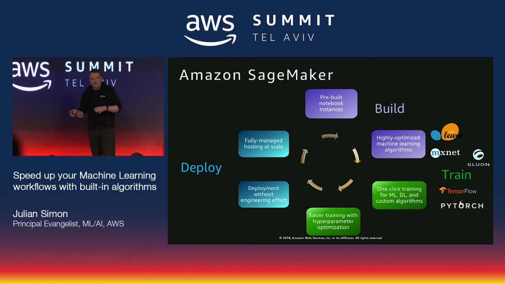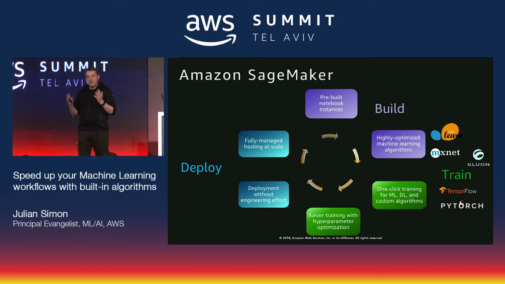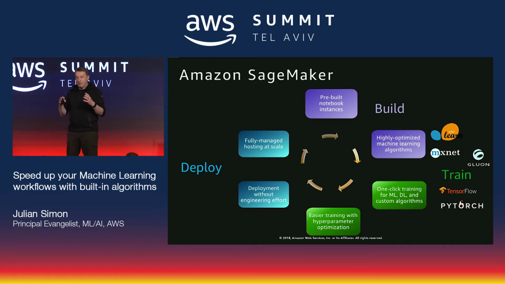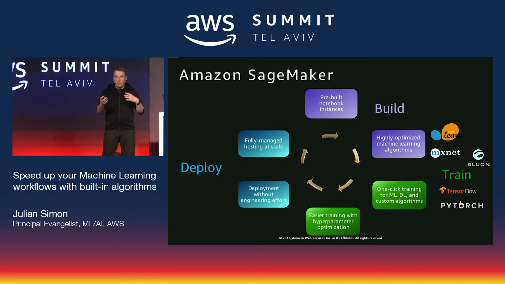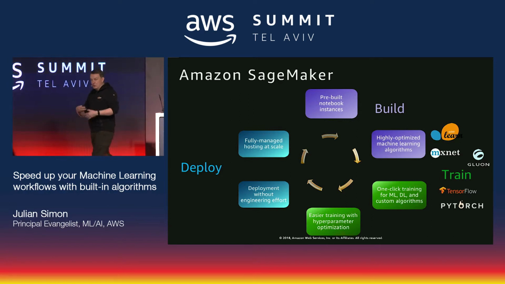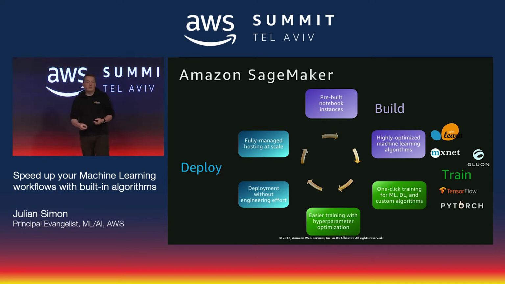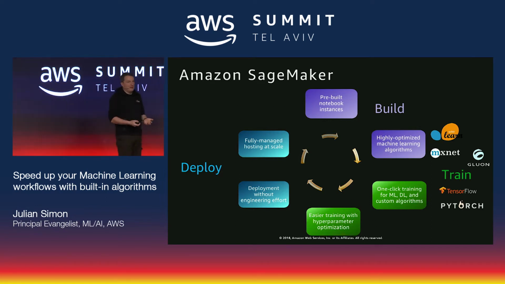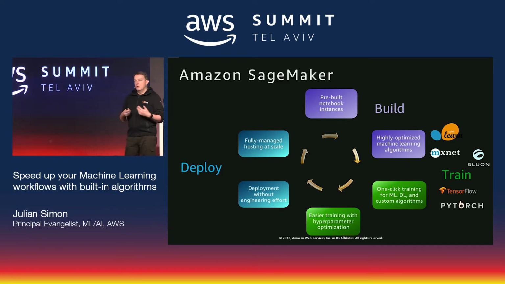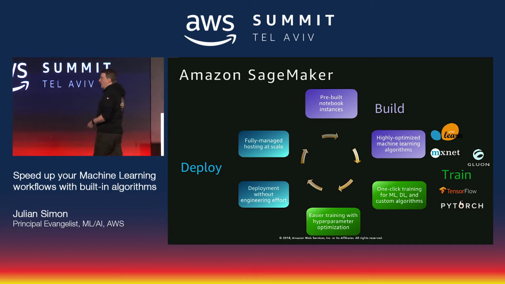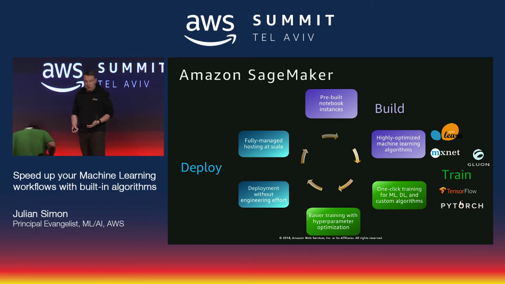Just in case you missed the first session, I want to remind you that SageMaker is a collection of modules that you can combine, or just pick whatever you like in there. We start with notebook instances, fully managed instances, pre-installed with everything you need to do machine learning and deep learning, and the interface to those instances is a Jupyter notebook.